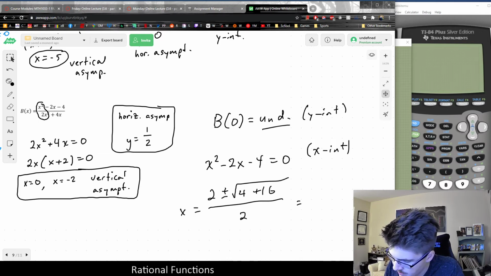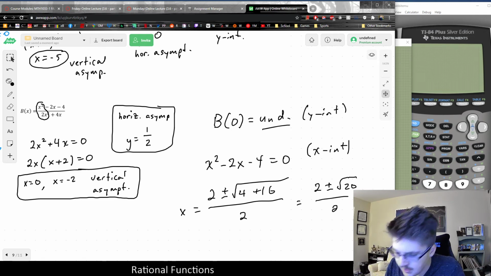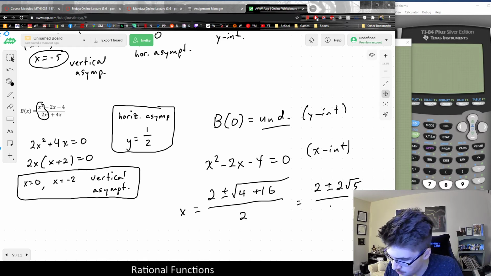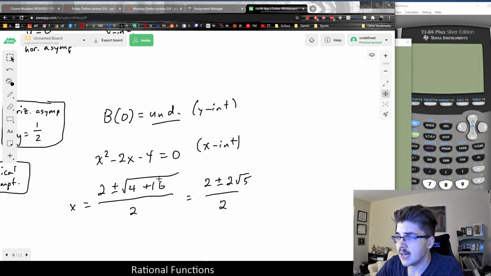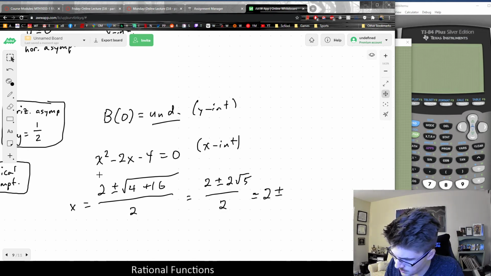And so that would be 2 plus or minus root 20 over 2. And root 20 can be reduced, because it's 4 times 5, and the square root of 4 is 2, so it can be rewritten and simplified to 2 root 5. And we could even reduce this a little bit farther by dividing by the common factor of 2. 2 over 2 is 1, and 2 root 5 over 2 is just root 5. So 2 plus or minus root 5.